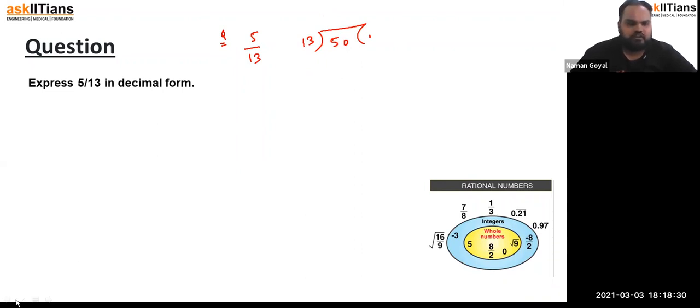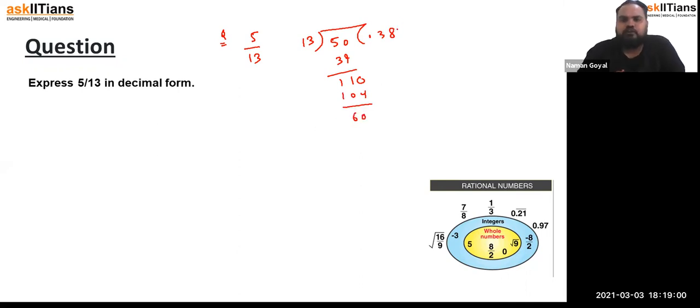Okay, so let me select the pen first. Yes, 13 threes are 39. It will give 11, right? Now 11 is again not divisible. So how many times will it go? How much are 13 fives? 13 into 5 is 65. 13 into 7 is 91. So 13 into 8, how much? 104. So 8 times, 104.